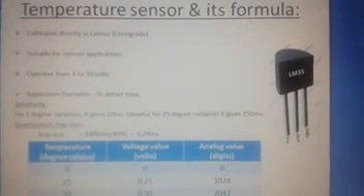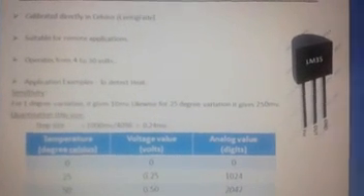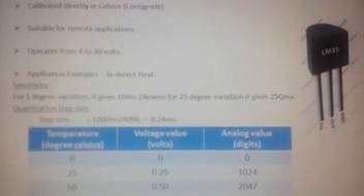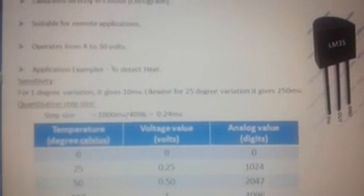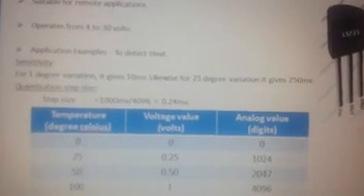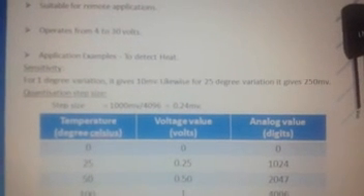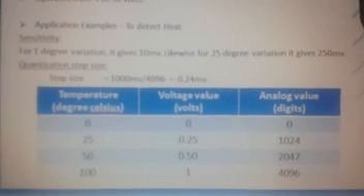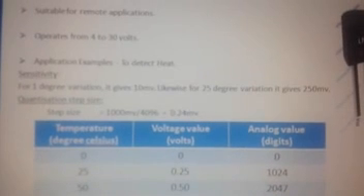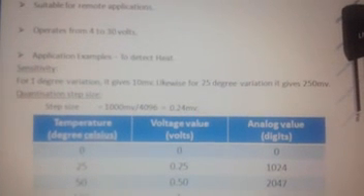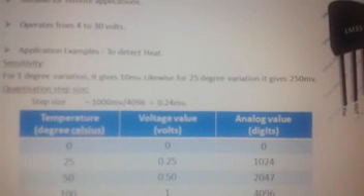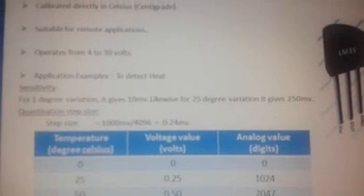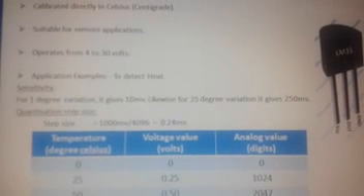The first module is the temperature sensor module. The LM35 is used for temperature, mainly for measuring body temperature in our project. Its operating voltage is 4 to 30 volts, and its output is in the range of 0 to 5 volts. The main advantage of the LM35 is that it directly gives a Celsius value without needing to convert from Fahrenheit. It is mainly suitable for remote applications.